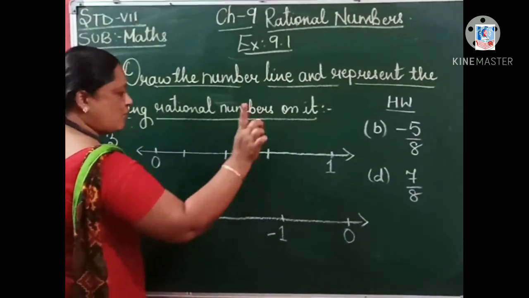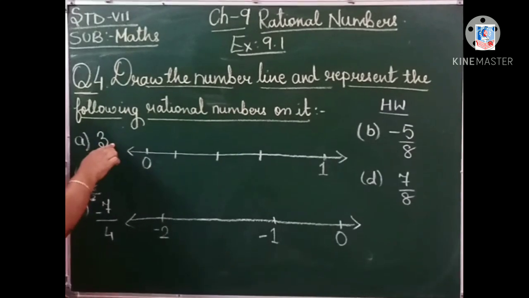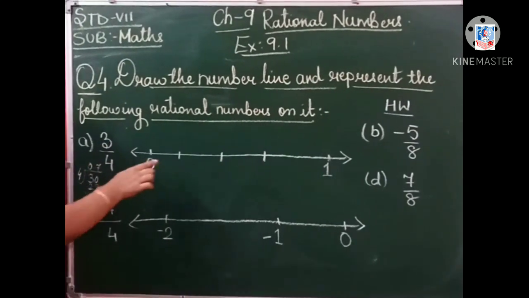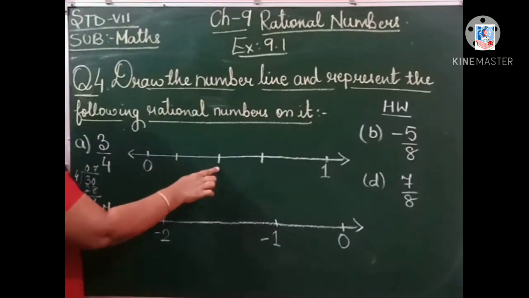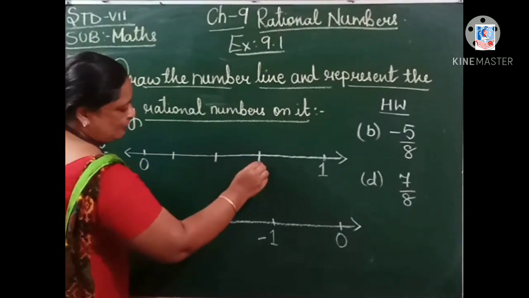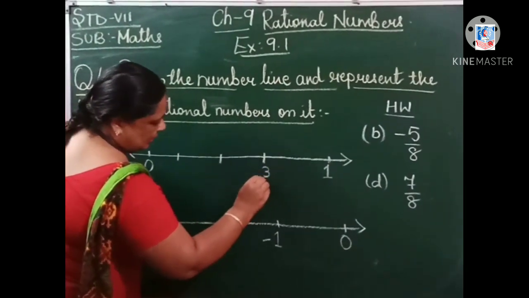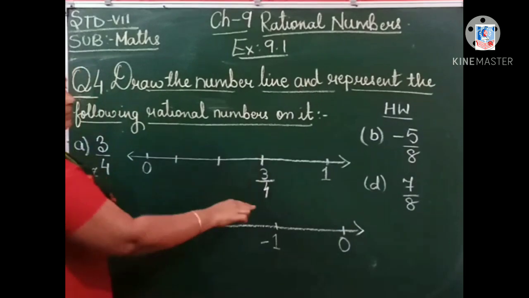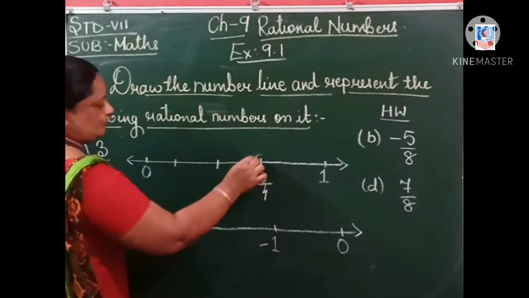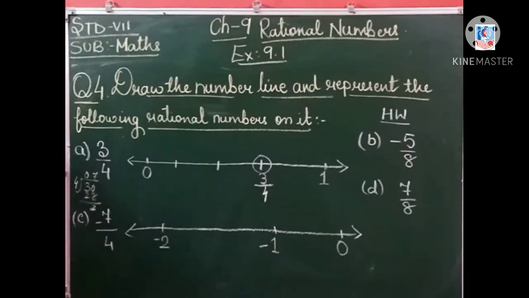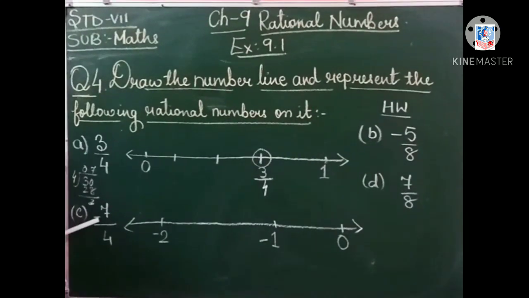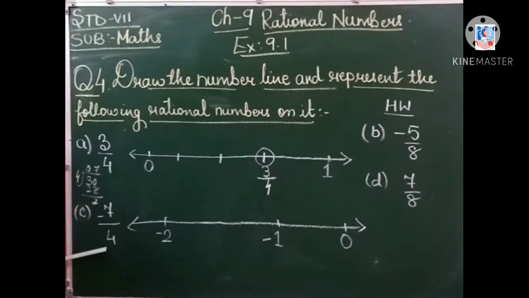4 by 4 means 1. So here our one, this is 3 by 4. 1 by 4, 2 by 4 and 3 by 4 will come here. This is 3 by 4. Understood?